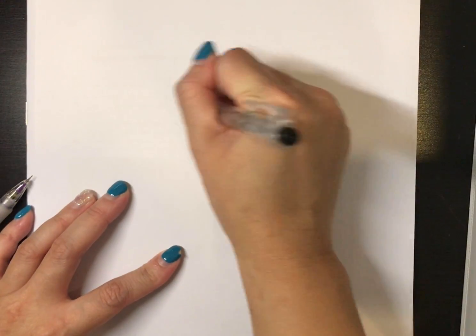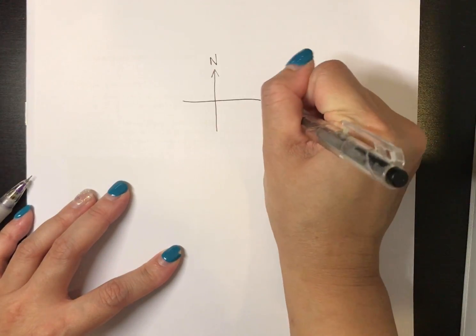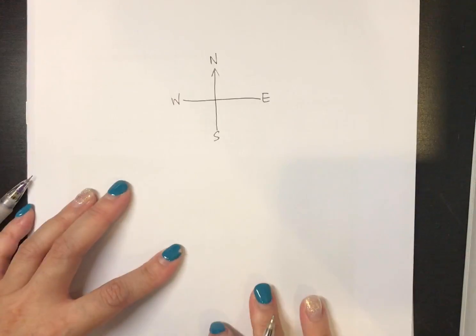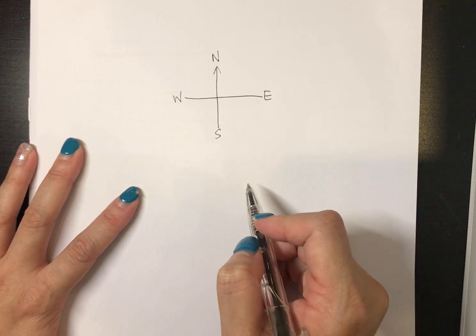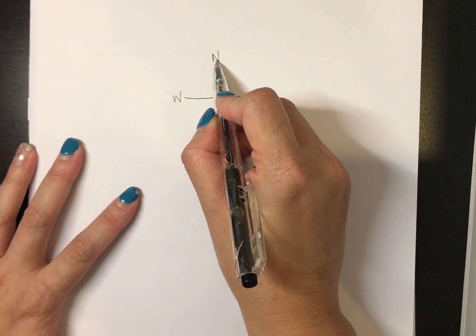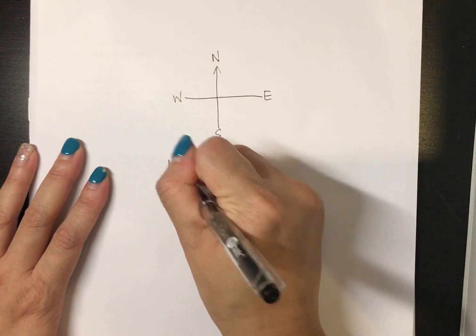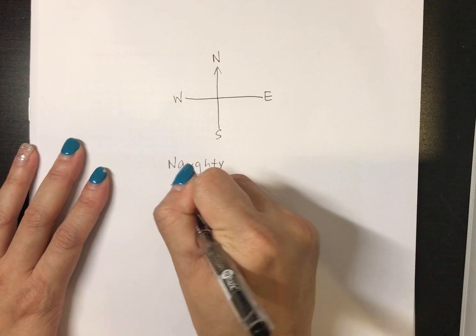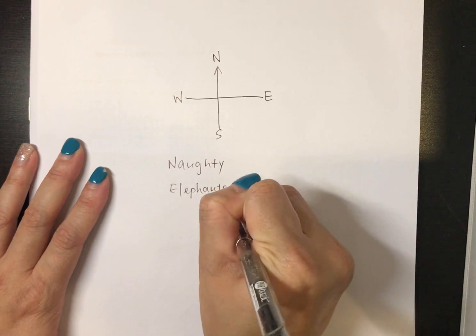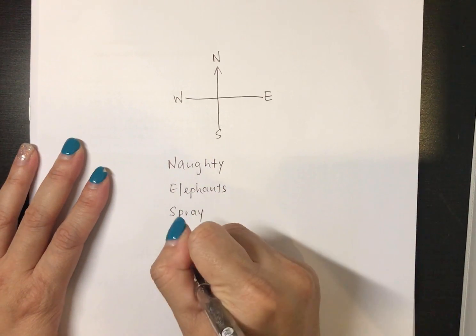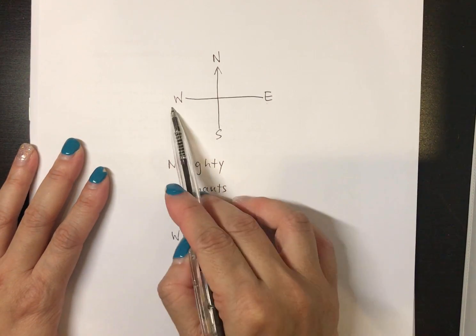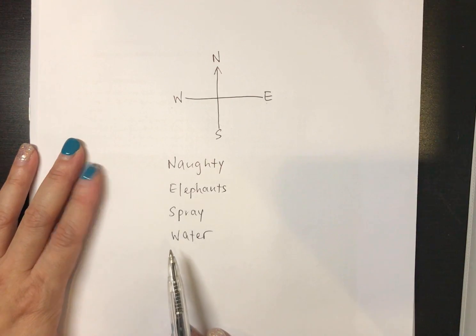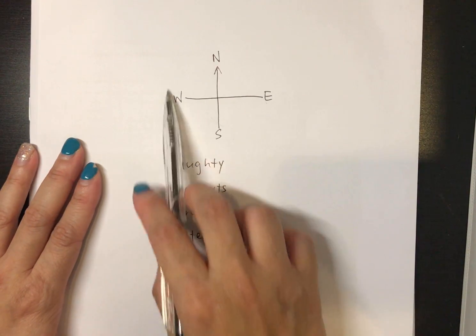So the main 4 cardinal points you would know are north, east, south, and west. Okay, how do we remember this? You have to come up with some sort of mnemonic for you. So what I would do is I start from north and I come up with naughty, elephants, spray, water. So that's the mnemonic that I'm going to use for cardinal points. Okay, this is a 4-point compass.